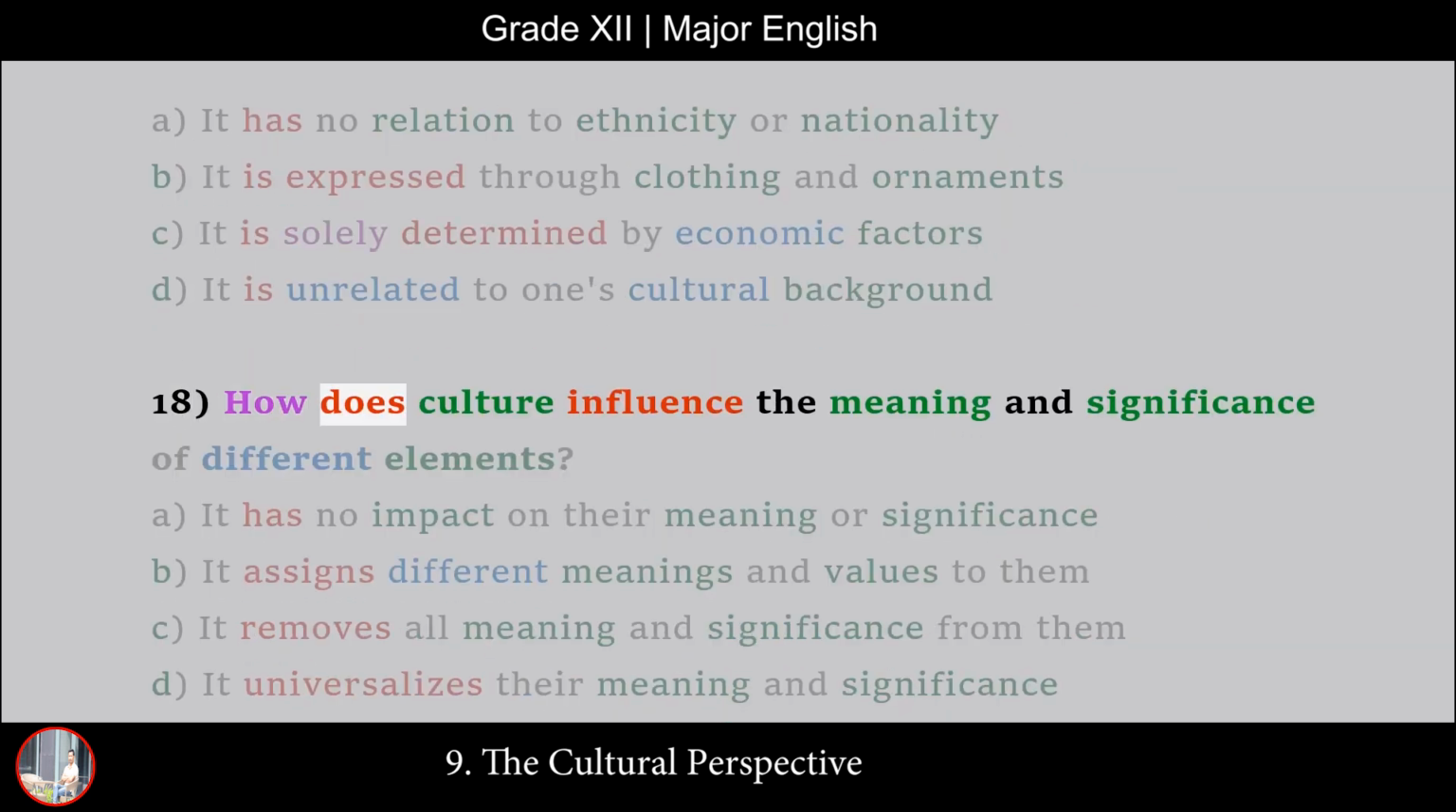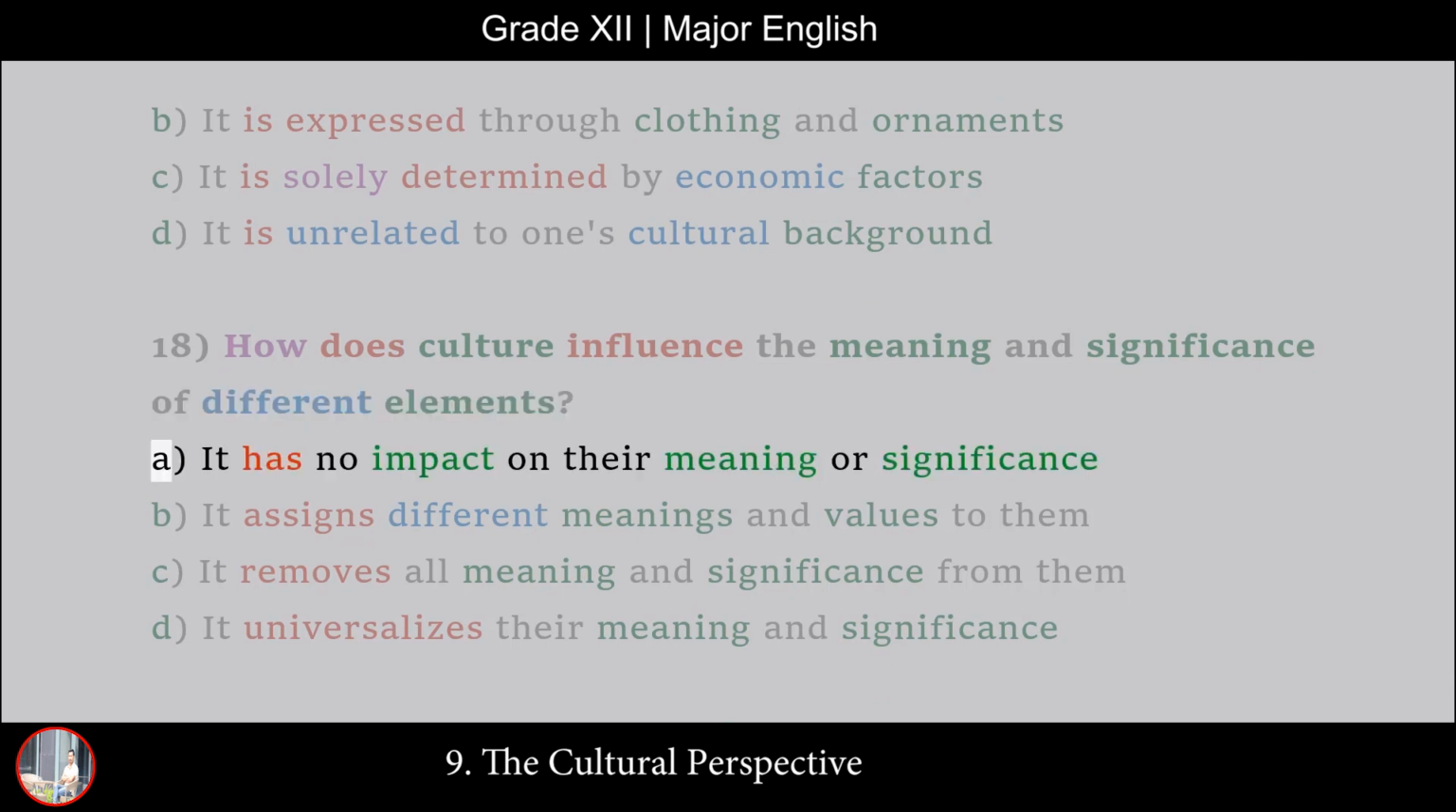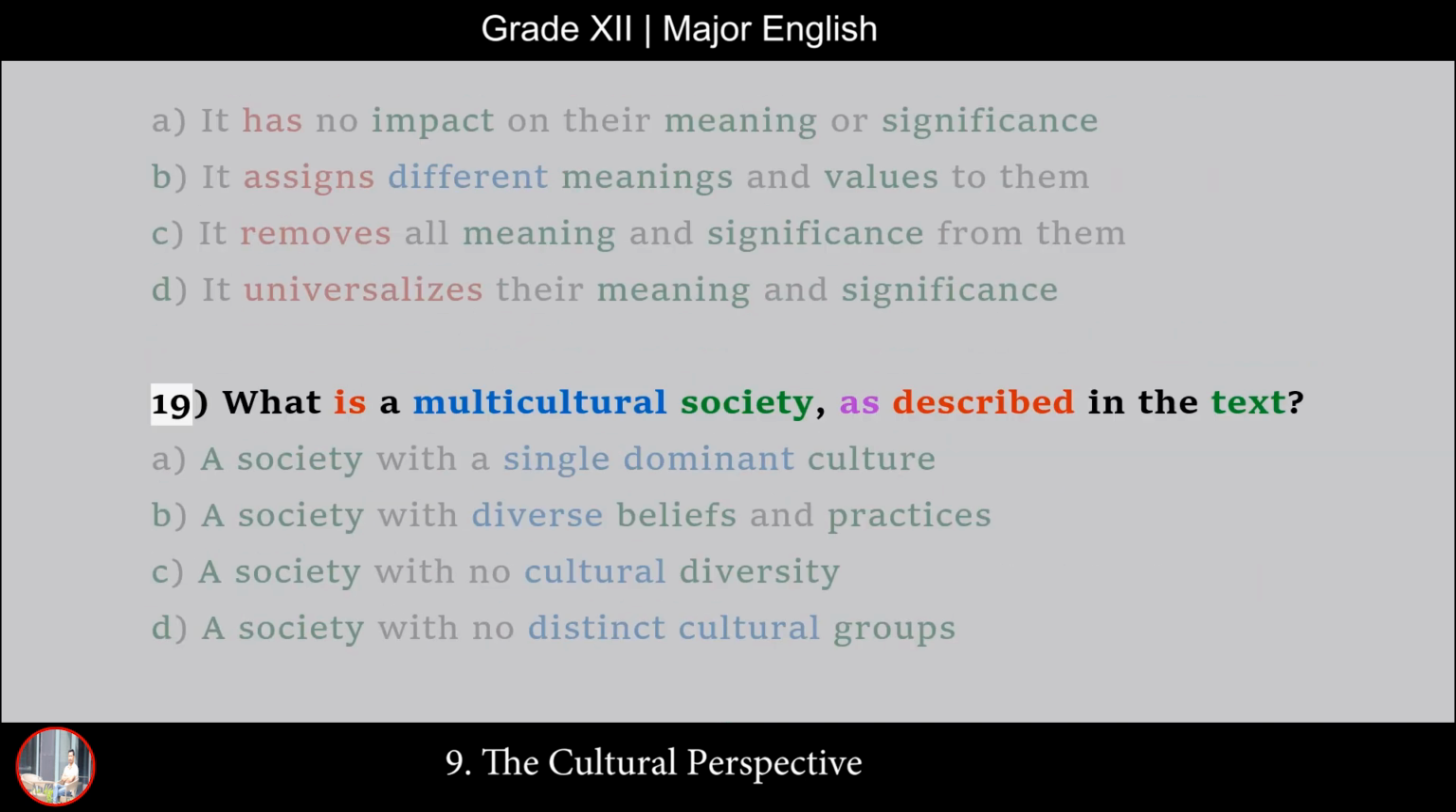18. How does culture influence the meaning and significance of different elements? A. It has no impact on their meaning or significance. B. It assigns different meanings and values to them. C. It removes all meaning and significance from them. D. It universalizes their meaning and significance. 19.